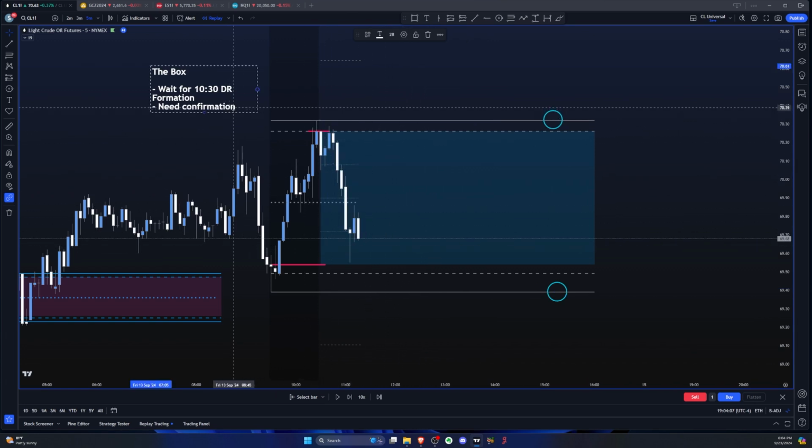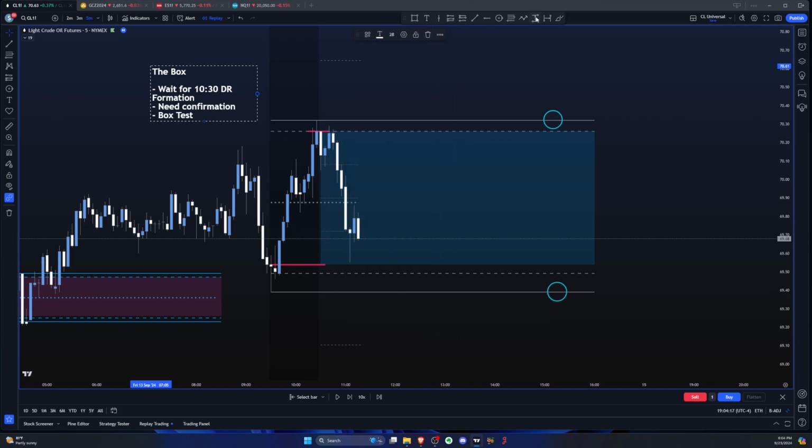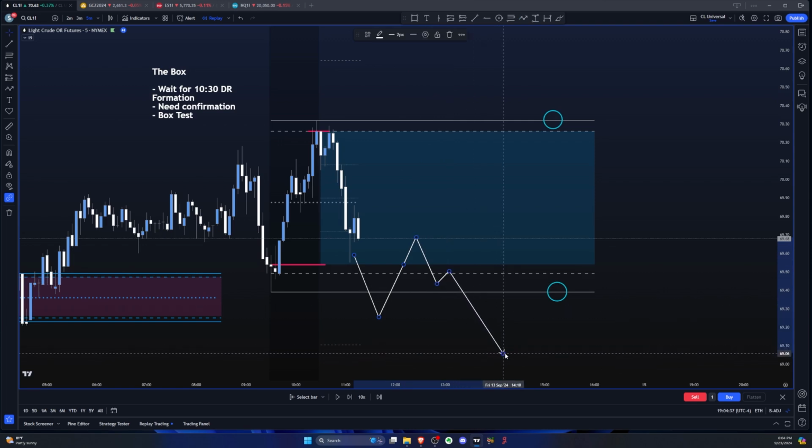Once we have confirmation, we want to see a box test. Okay? So we want to see, for instance, let's say that we go down. Okay, so we have a confirmation. We want price to test the box by either tapping it or even coming inside of it. And then we want to see price exit out. And when price exits out, we can take a trade. Okay, it's that simple. The rules are so simple.